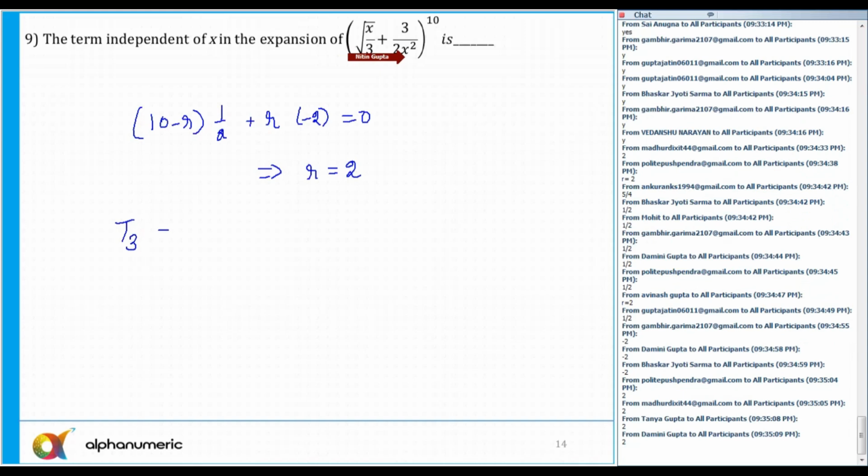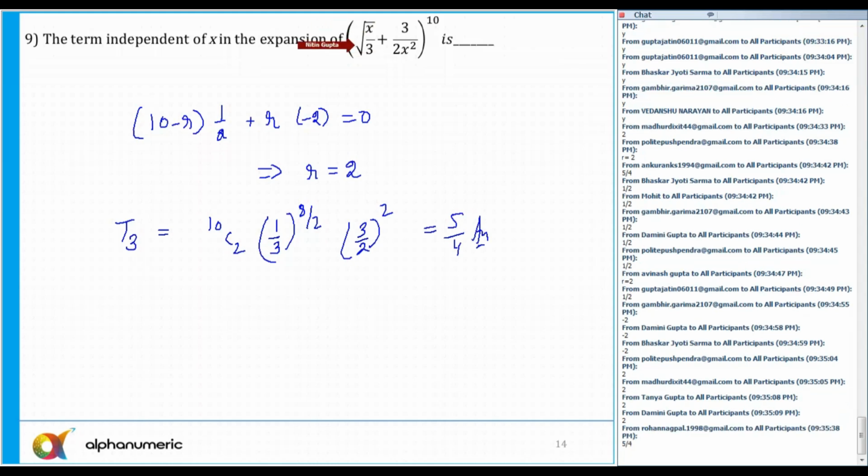And what is the third term? That is equal to 10C2, that is nCr, into x raised to power n minus r. So I can say that is (1 by 3) raised to power 8 by 2 into (3 by 2) y raised to power r, that is squared. And if you solve this, you'll get the answer as 5 by 4. Now, why have I taken 1 by 3? Remember, I'm neglecting the variable x. So I get 3 raised to power 1 by 2, and 3 raised to power 1 by 2, and into 8. And in the second term, neglect the variable x squared, so 3 by 2 raised to power r.